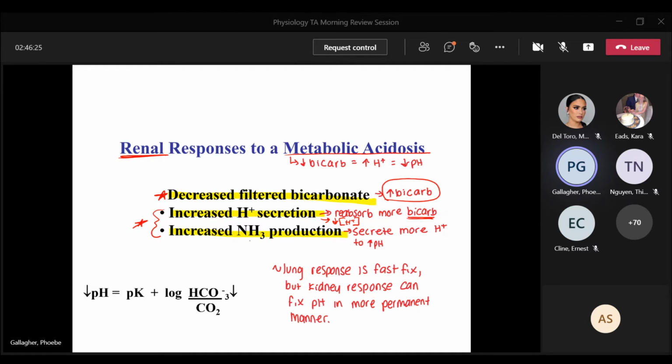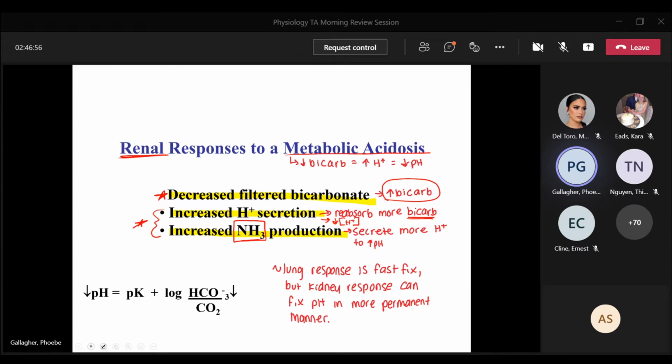And lastly, increasing ammonium production. So ammonia, remember, that's going to be like the shuttle bus that picks up the protons and causes it to be excreted out in the urine. So you need ammonia to remove your protons. So you would definitely need that to increase when you have metabolic acidosis and you're pumping out more protons, trying to remove more protons. You need more shuttle buses to pick those up, so to speak. Okay, so moving on.